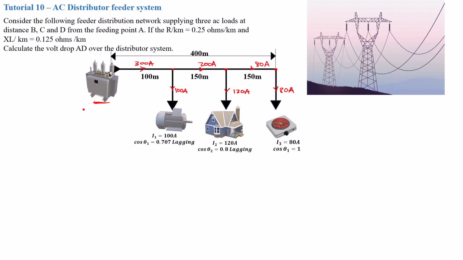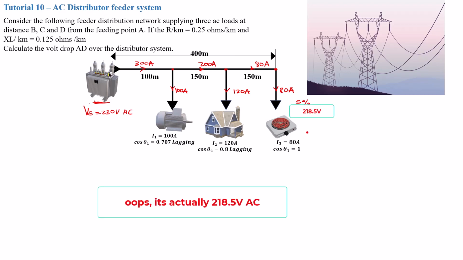Now, let's say you've got a sending voltage, VS, here of 230 volts AC. And for the last house, an acceptable amount of voltage drop should be about 5% of the sending voltage. So if you've got 5% of a voltage drop across the distribution line, then this one here should be getting about 223 volts AC. Okay, now that is acceptable.